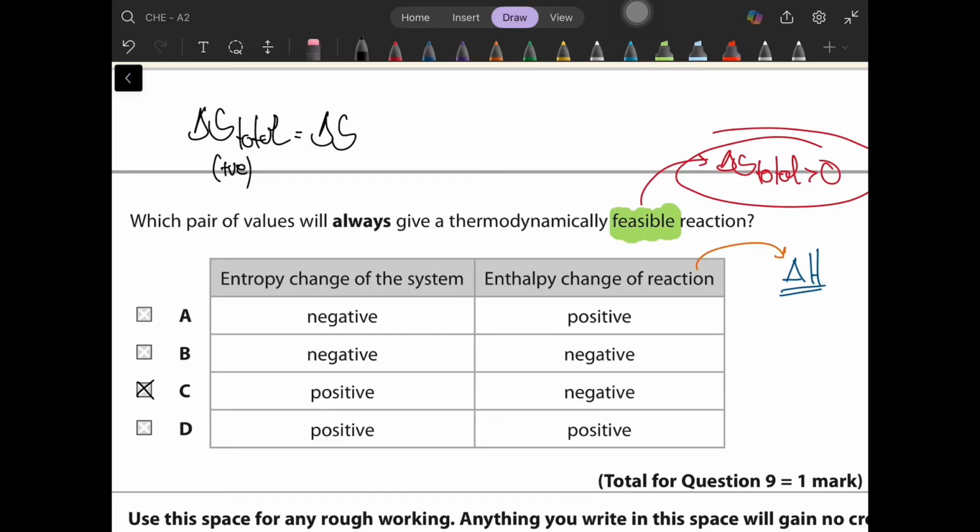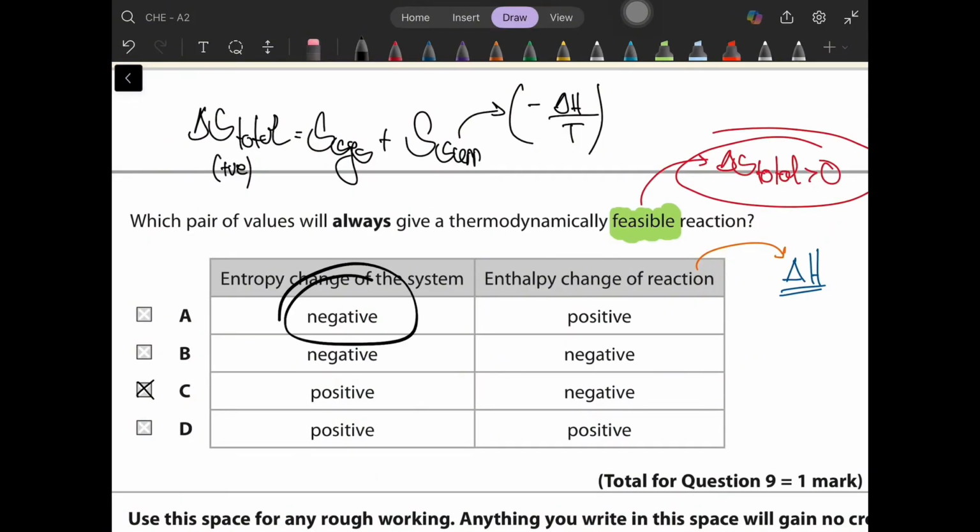Del S total is the entropy of the system plus the entropy of the surroundings. For the surroundings, del S surroundings is minus del H by T, right? So when del H is positive, this term is negative, and the reaction may or may not be feasible. If the entropy of the system is not large enough to overcome this negative value, then del S total is going to be less than 0, or negative, right?